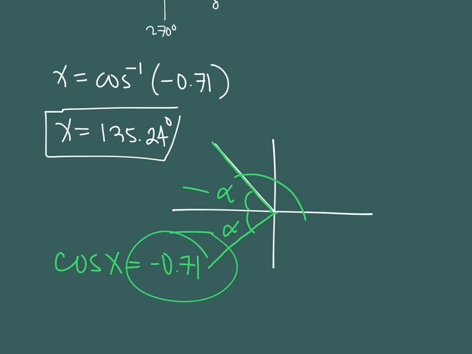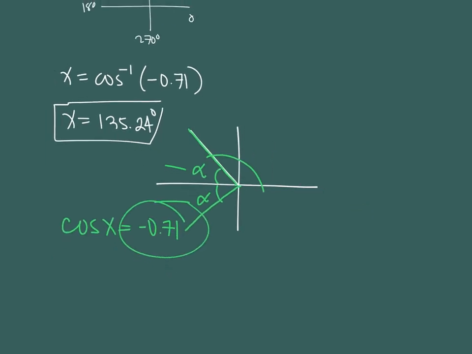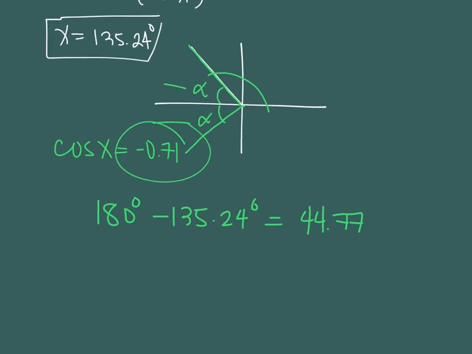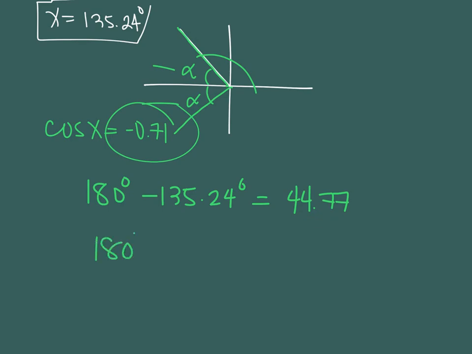But what is our reference angle? How do you find it? Subtract it from 180. Okay, so from 180 degrees, we have to subtract 135.24 degrees. 44.77. So meaning to say, our second answer is 180, what should I do? Plus the reference angle, 44.77 degrees. And the second answer is 224.77.